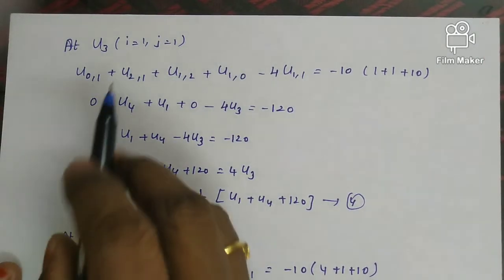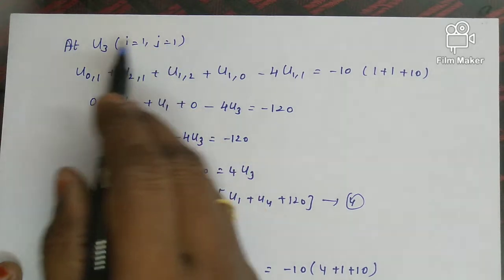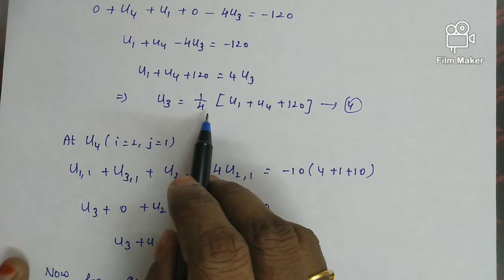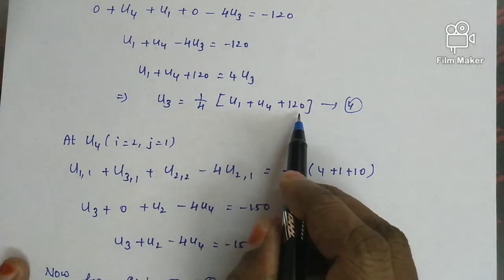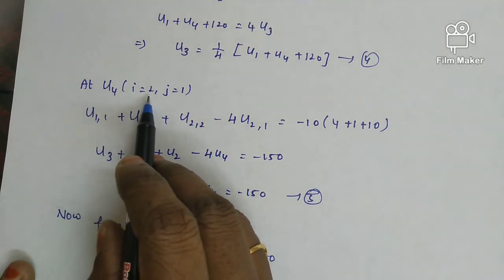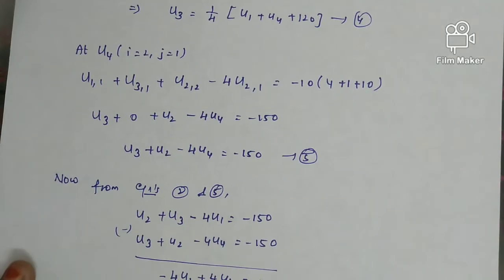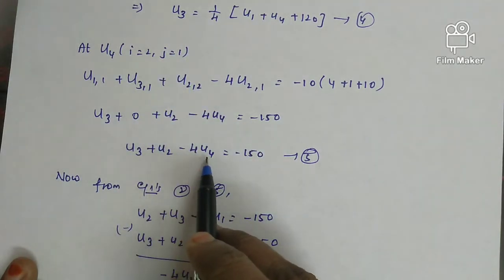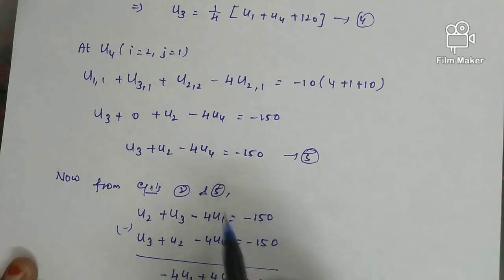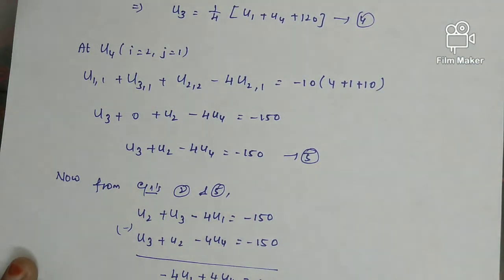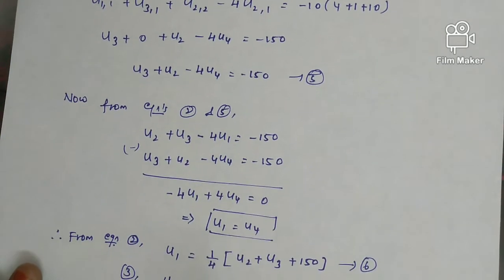At u3, i equal to 1, j equal to 1. Substituting these values in equation 1, we get u3 equal to 1 by 4 (u1 plus u4 plus 120). Next point is u4. At u4, we substitute i equal to 2, j equal to 1 in equation 1, so that we get u3 plus u2 minus 4 u4 equal to minus 150. So now we have arrived at 4 equations, in u1, u2, u3, u4. Solving these 4 equations by any one of the iterative methods, we can get the values of u1, u2, u3.